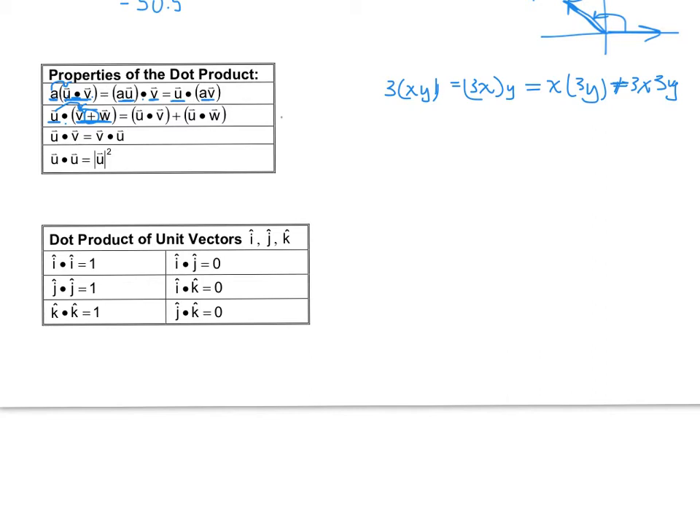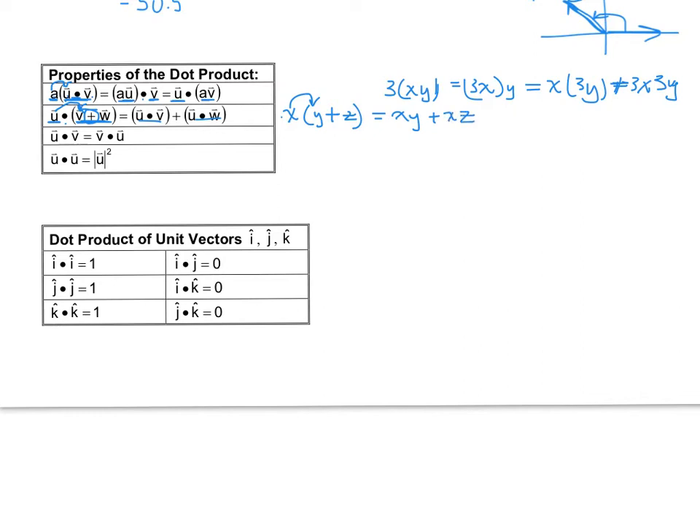The second one, on the other hand, it does distribute through. You could do u dot v plus u dot w. So this is the distributive property happening here. So you could think of that as like x times y plus z. You would hop through the bracket there. You would have x times y plus x times z.